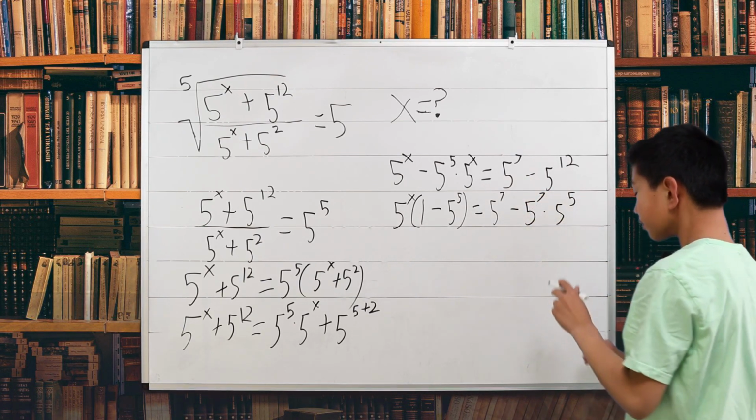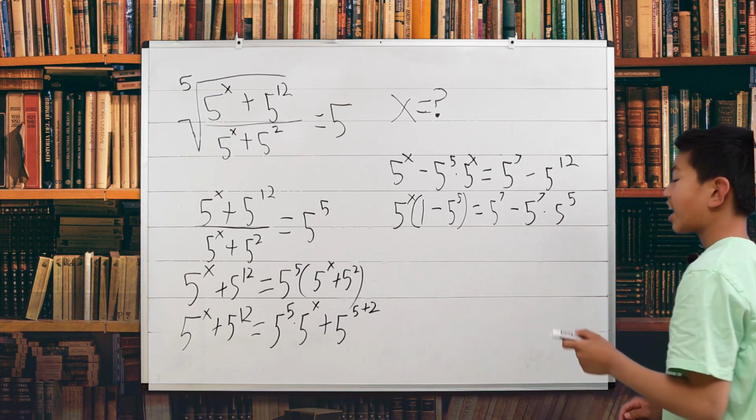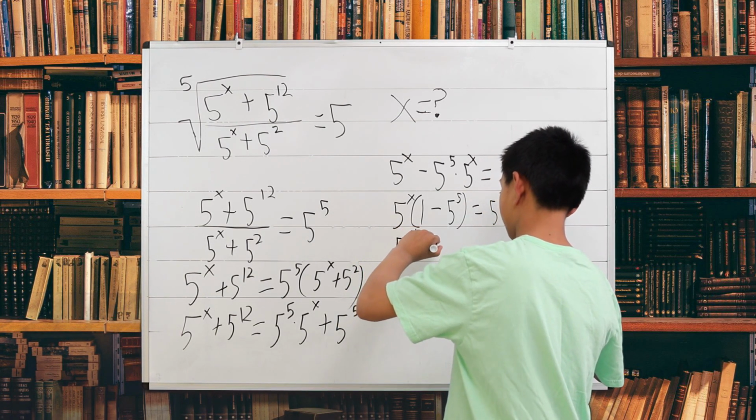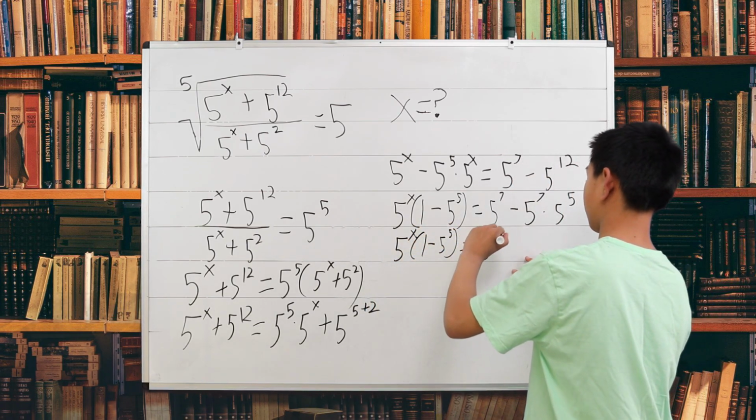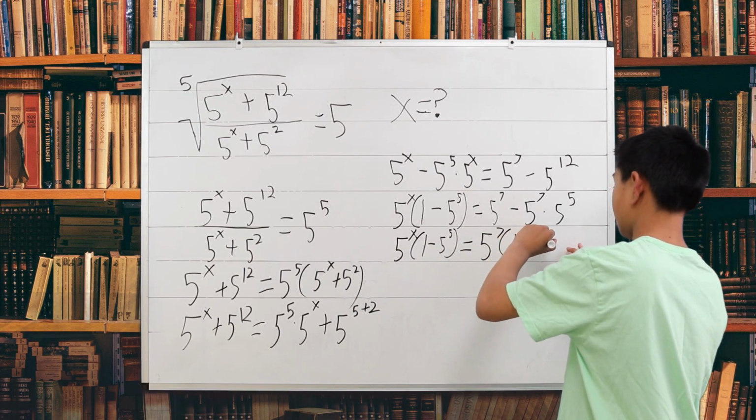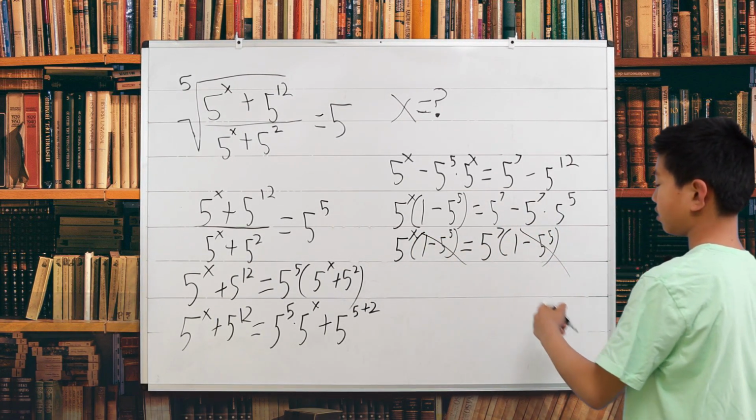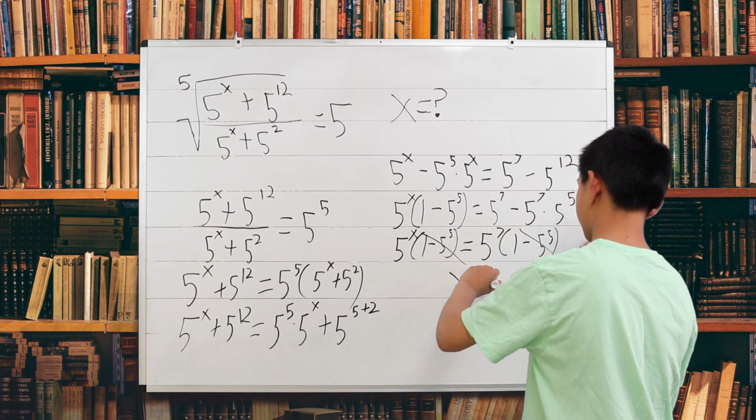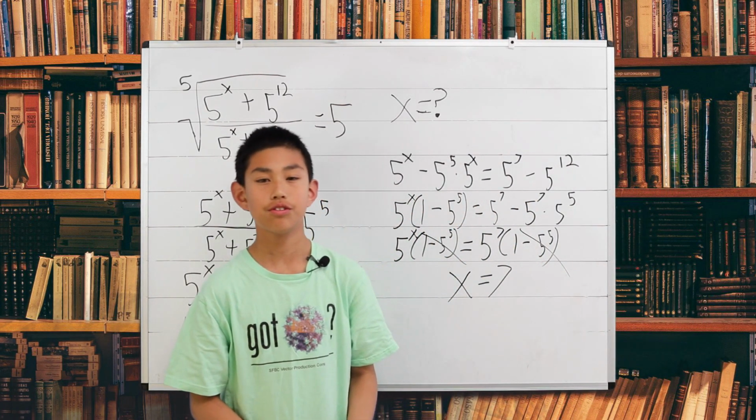Now that we've made that clear, we can take out the 5 to the power of 7 on the right-hand side. So what we're left with is 5 to the power of x times (1 minus 5 to the power of 5) is equal to 5 to the power of 7 times (1 minus 5 to the power of 5). And we see here, we can cross these out, and since they have the same bottom, they must have the same top. So now we know that x is equal to 7. So that is the solution to this equation.